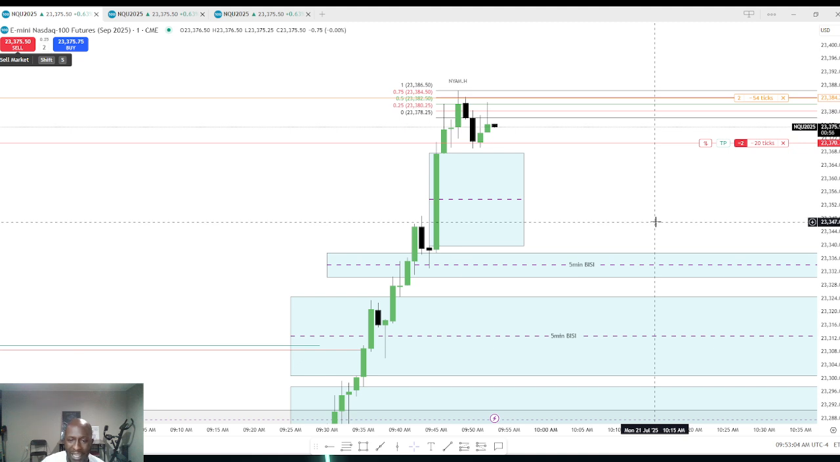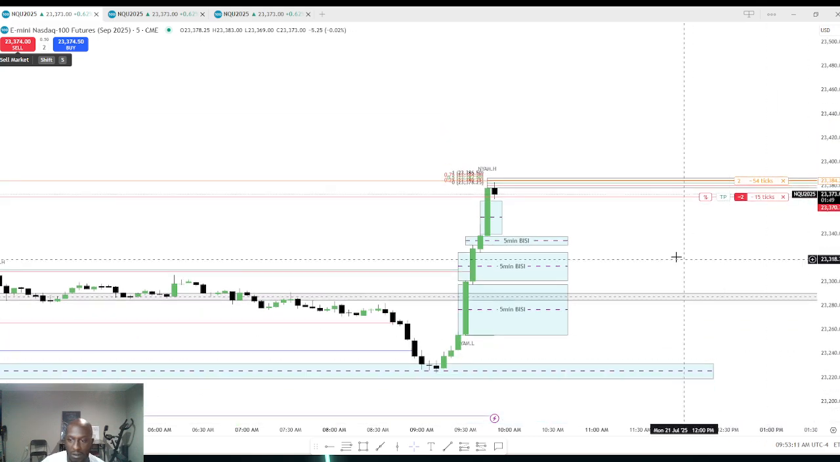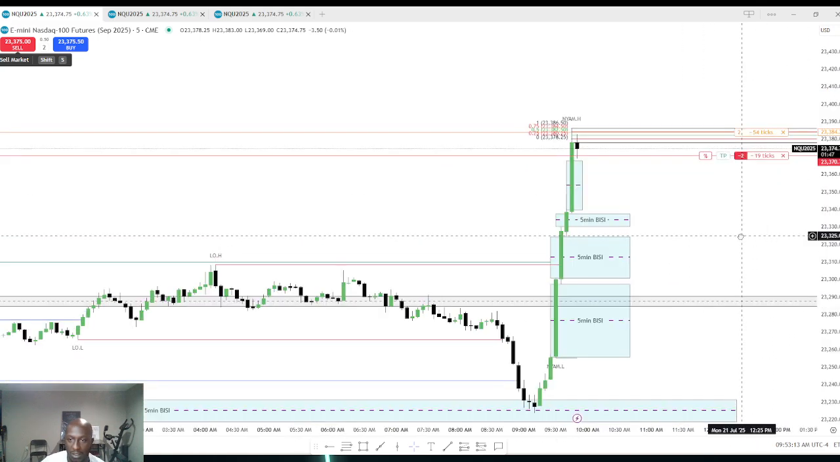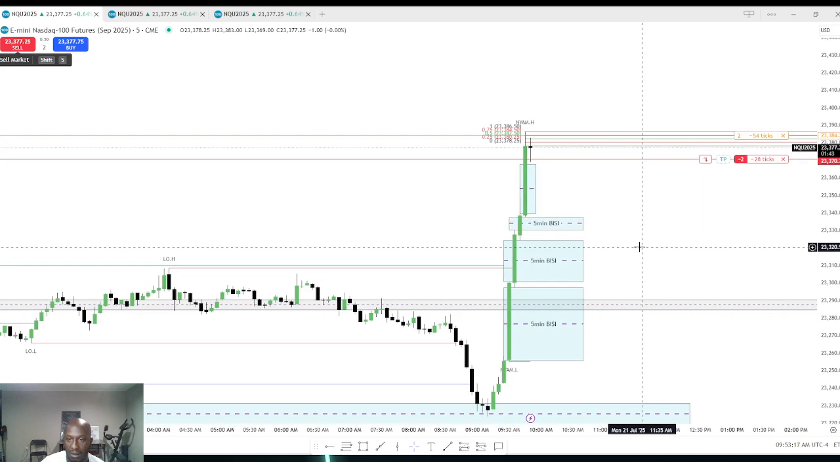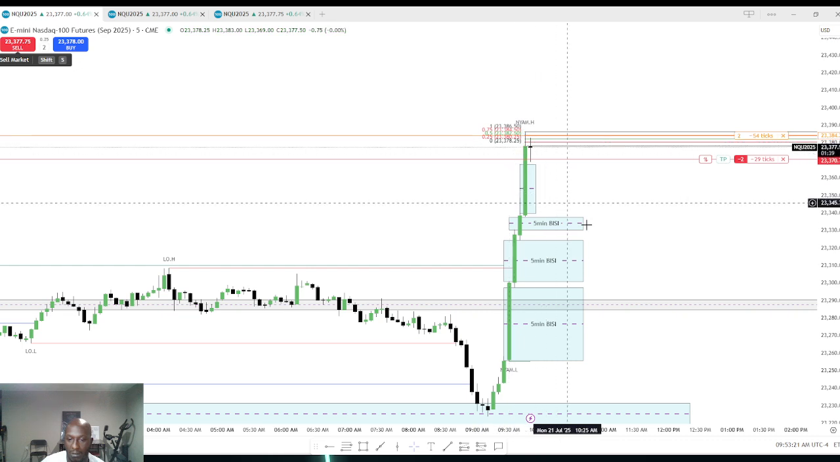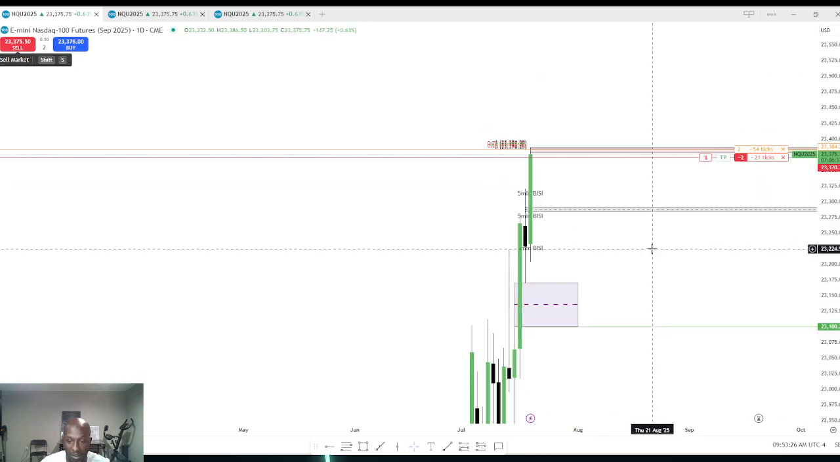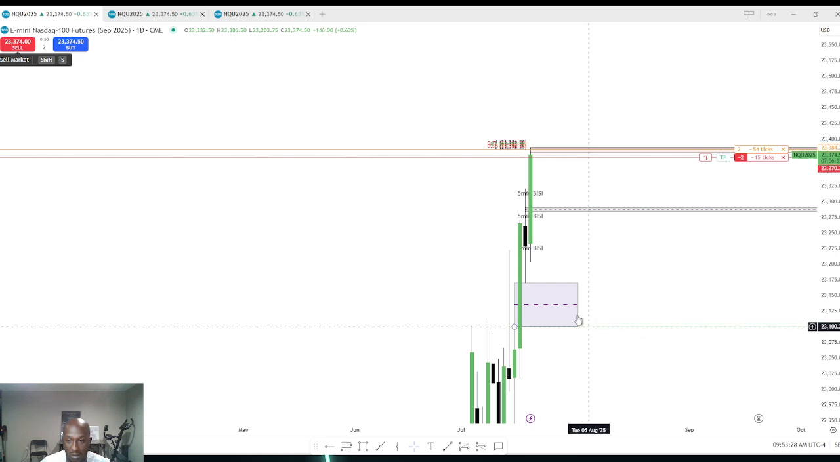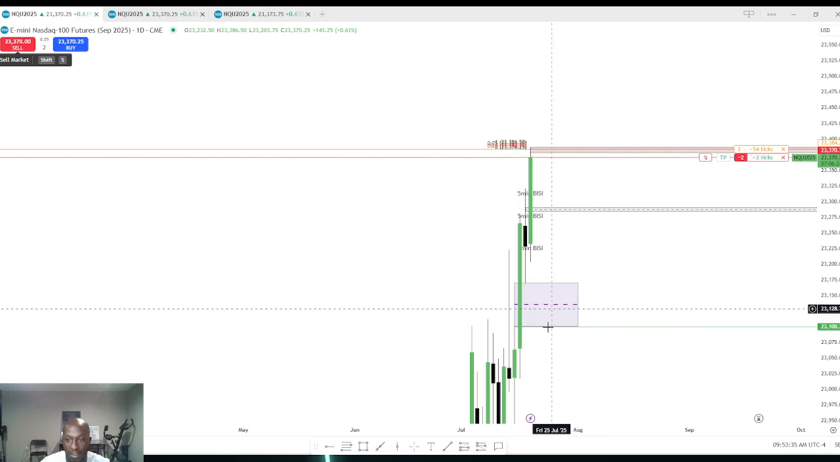Oh, so player. And then we'll go back up to the 5 minute because I used the 1 minute for entries, and to see how the market is operating. Let's go down. Like I said, ideally, I would like to see it go maybe wick up there and then come back down to this 23,100.25 to close this daily.